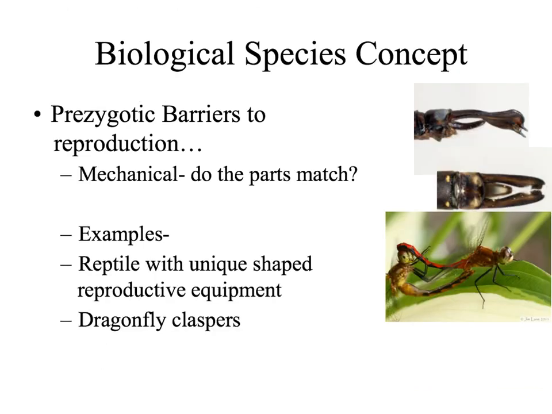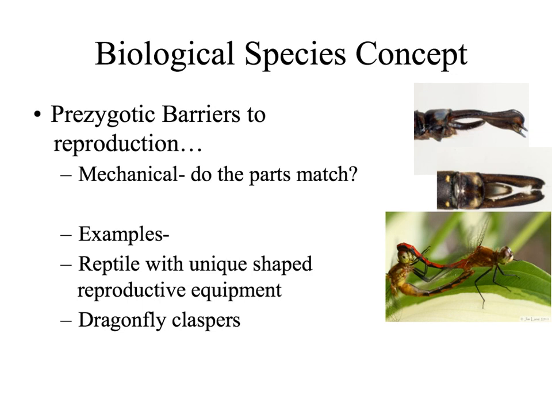Mechanical isolation has to do with the reproductive parts. Do the parts match? If not, these animals will not be able to reproduce. Reptiles are notorious for having uniquely shaped reproductive equipment. In this case, if the reptiles don't have the same shaped reproductive equipment, so the male penis doesn't match the female vagina, those animals cannot reproduce.